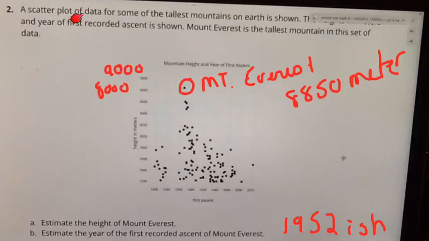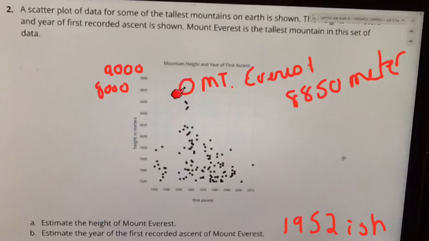And if you read this, which is really important that you do, it's telling you that these are data for some of the tallest mountains on Earth, and that Mount Everest is the tallest mountain in this set of data. So if you look at the heights here, the one that goes the highest is Mount Everest. So we know that this point represents Mount Everest.